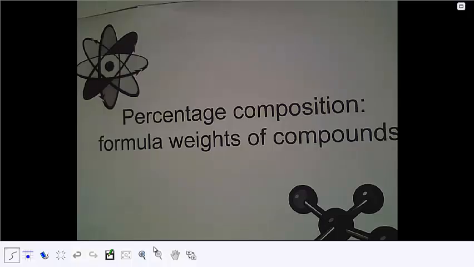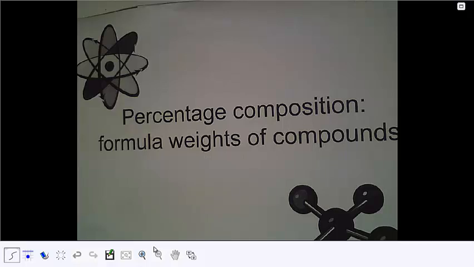Percentage composition. Chemical formulas and chemical equations have quantitative significance. Subscripts and coefficients represent precise quantities. Ratios of atoms to each other in a molecular formula are exact and cannot change without changing the molecule. So let's look at percentage composition of compounds.